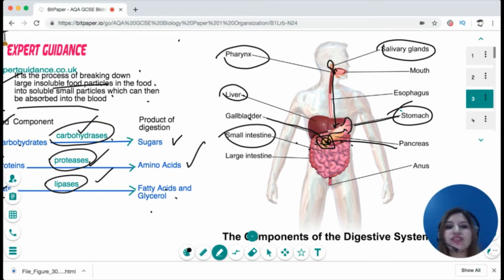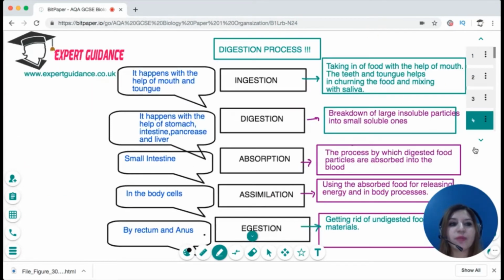The digestion is finished. In the small intestine, the food gets absorbed into the blood, and then undigested food passes into the large intestine. The large intestine absorbs all the water and converts the undigested food into a semi-solid mass called feces, and the feces is thrown out of the body through the rectum or the anus. So this is the whole process of digestion.